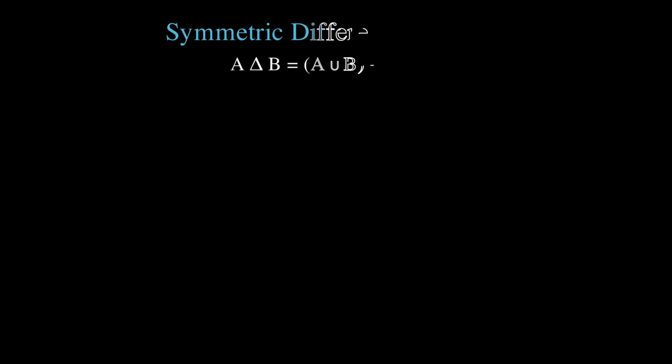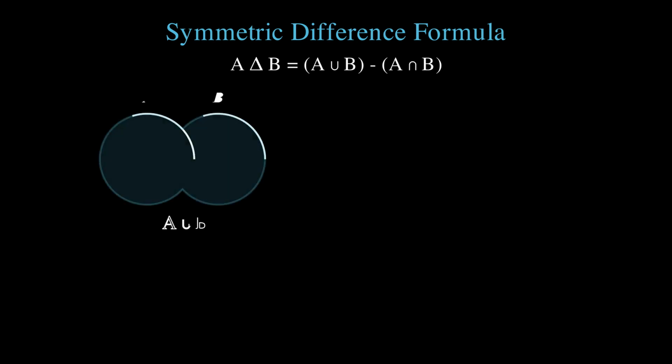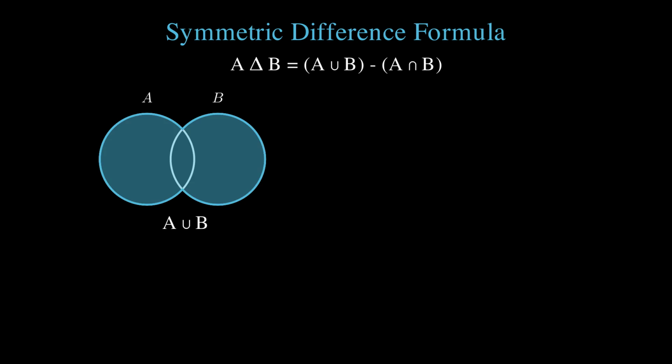There's another way to represent symmetric difference. It's the union of A and B minus the intersection of A and B. Let's start with the union of A and B. This includes all elements that are in A, B, or both.